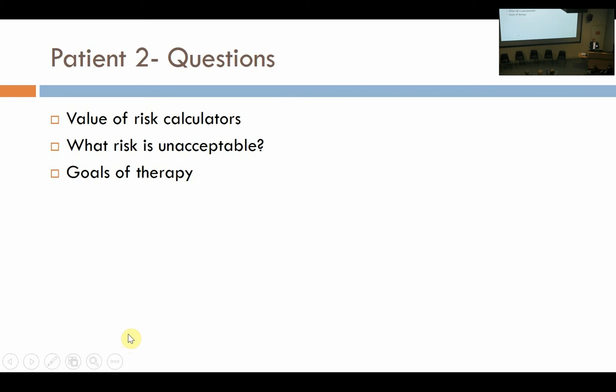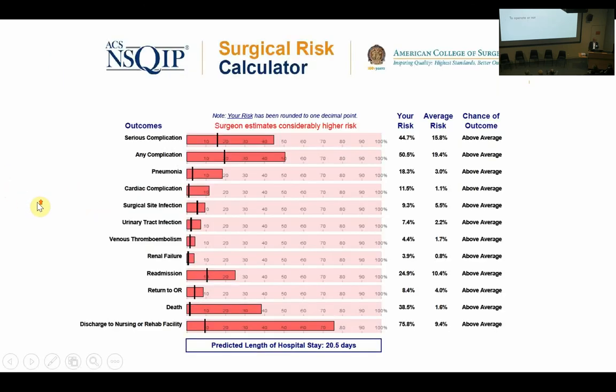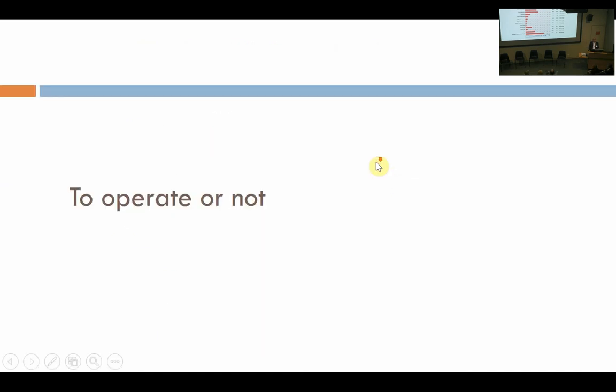What we are worried about is not the survival, but them surviving and being miserable or going to a nursing home, which was the risk here. There was a 75% chance of them going to a nursing home or a rehab facility. So it's a significant risk, and that's one of the things that really worries me about operating on sick or elderly patients: they survive, but they've got such a poor quality of life.